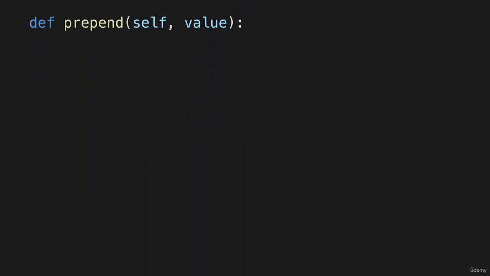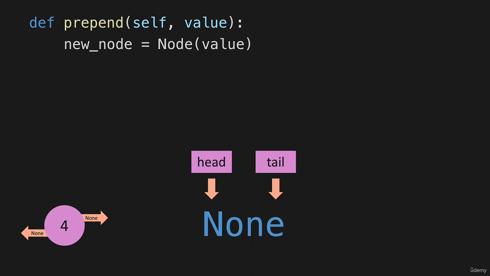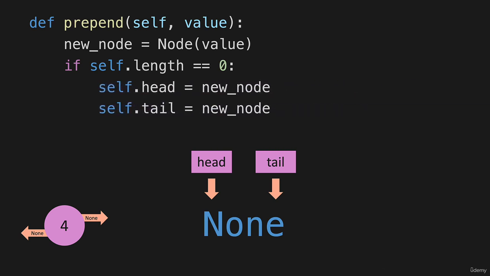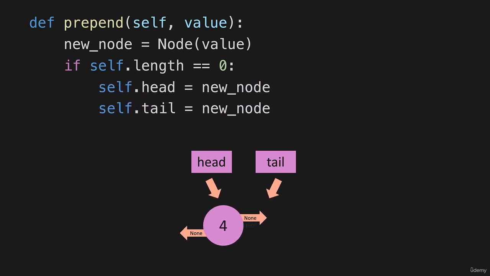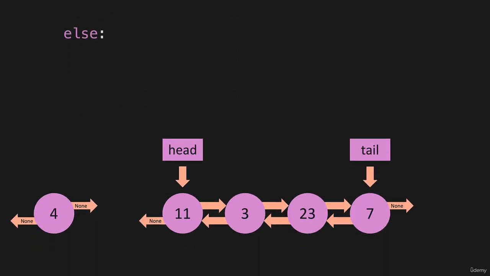So we'll say prepend. We're going to pass it a value so we can create the node that we're going to prepend to the list. And that creates our node. And the first situation we'll code for is when we don't have any items in the list. And we'll say if the length is 0, we'll have head and tail point to the new node, like that. And the other possibility is we have a linked list with items in it, so we'll say else, and we'll build out our else statement.